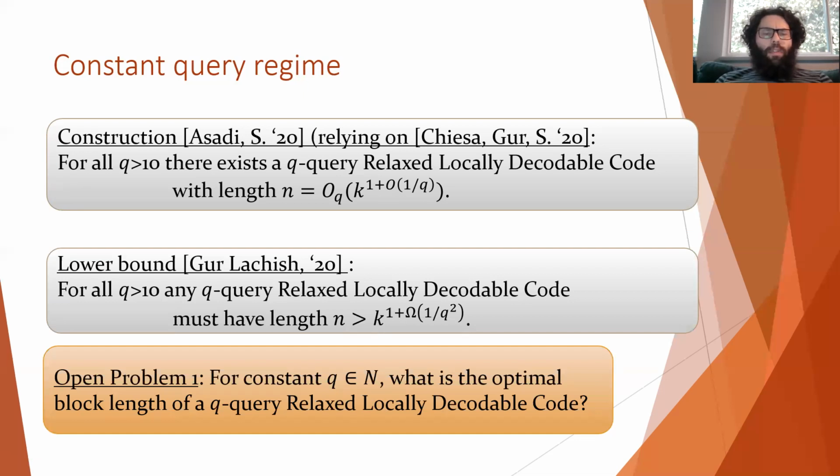But again, that's only my opinion and I really don't know the answer. Right. So the first open problem is what's the optimal block length of a Q-query RLDC? That's problem one.